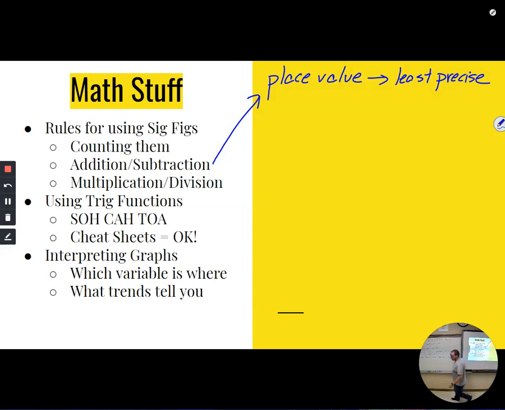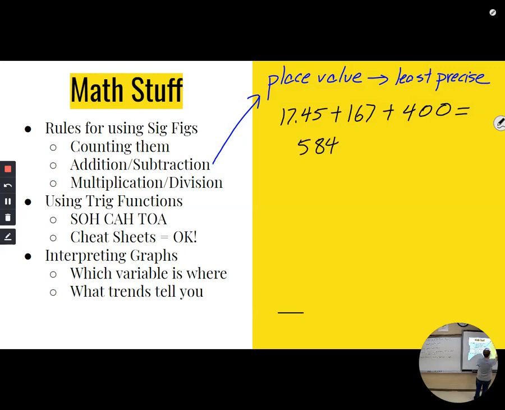So, calculator, for instance, if I am doing 17.45 plus 167 plus 400. First thing I do is I plug it into my calculator because even though I'm good at doing it in my head, I don't want to try this right now. The answer my calculator spits out is 584.45.